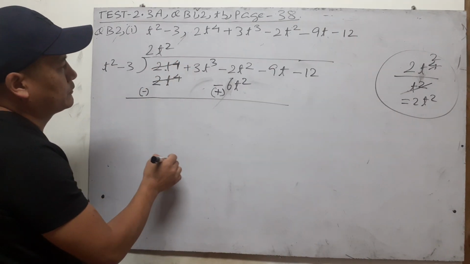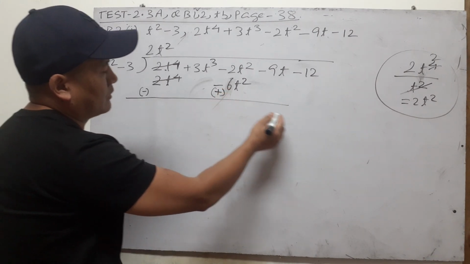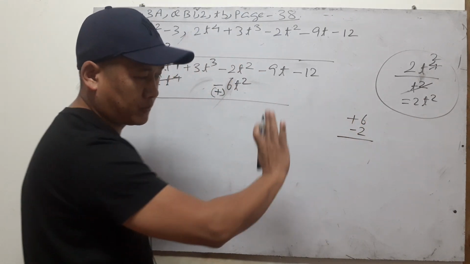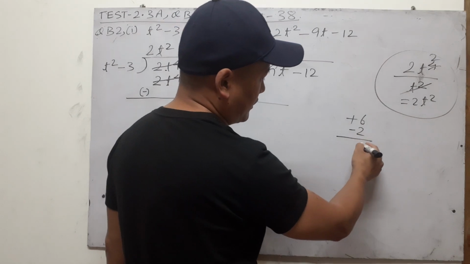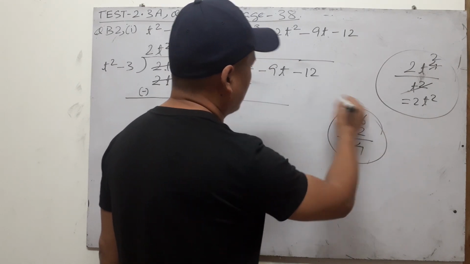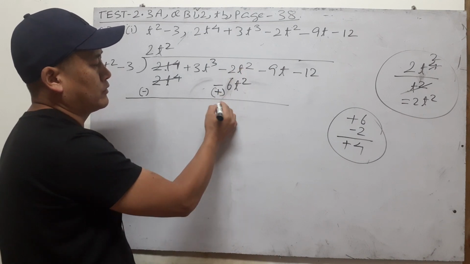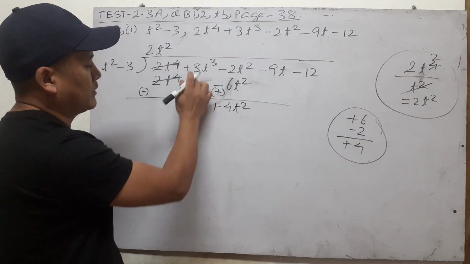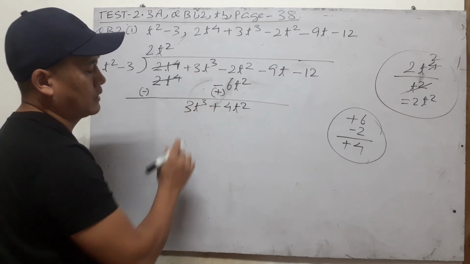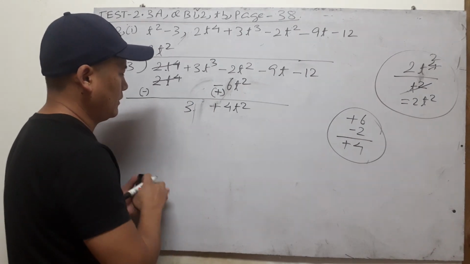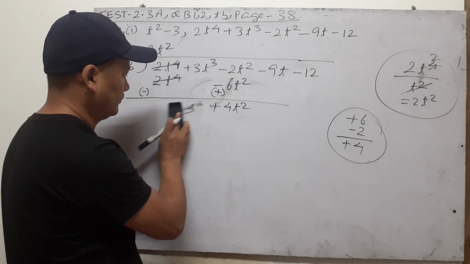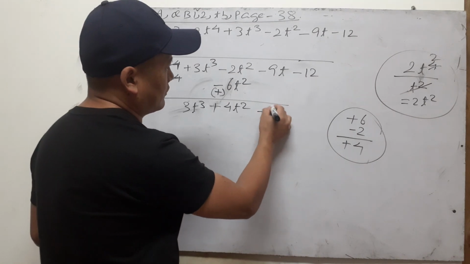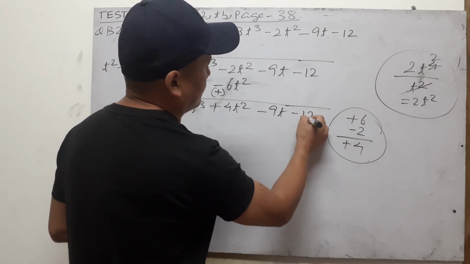Once you are done with that, then plus 6t square and minus 2t square means minus: bigger one up, smaller one down. Plus minus means subtract, 6 minus 2 is 4, bigger one plus, so here also plus. So plus 6t square minus 2t square is plus 4t square. I put plus here because there's a term in front, 3t cube, 3t cube, and this one. Here we just write minus 9t, here minus 12.